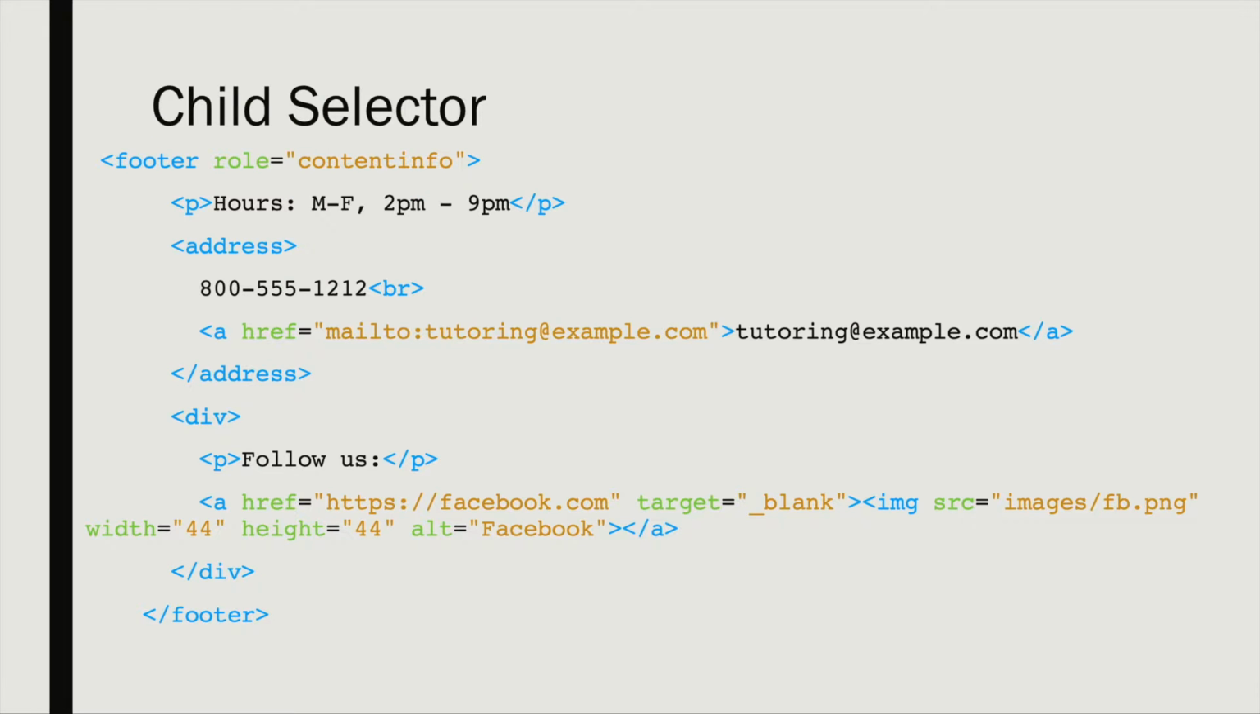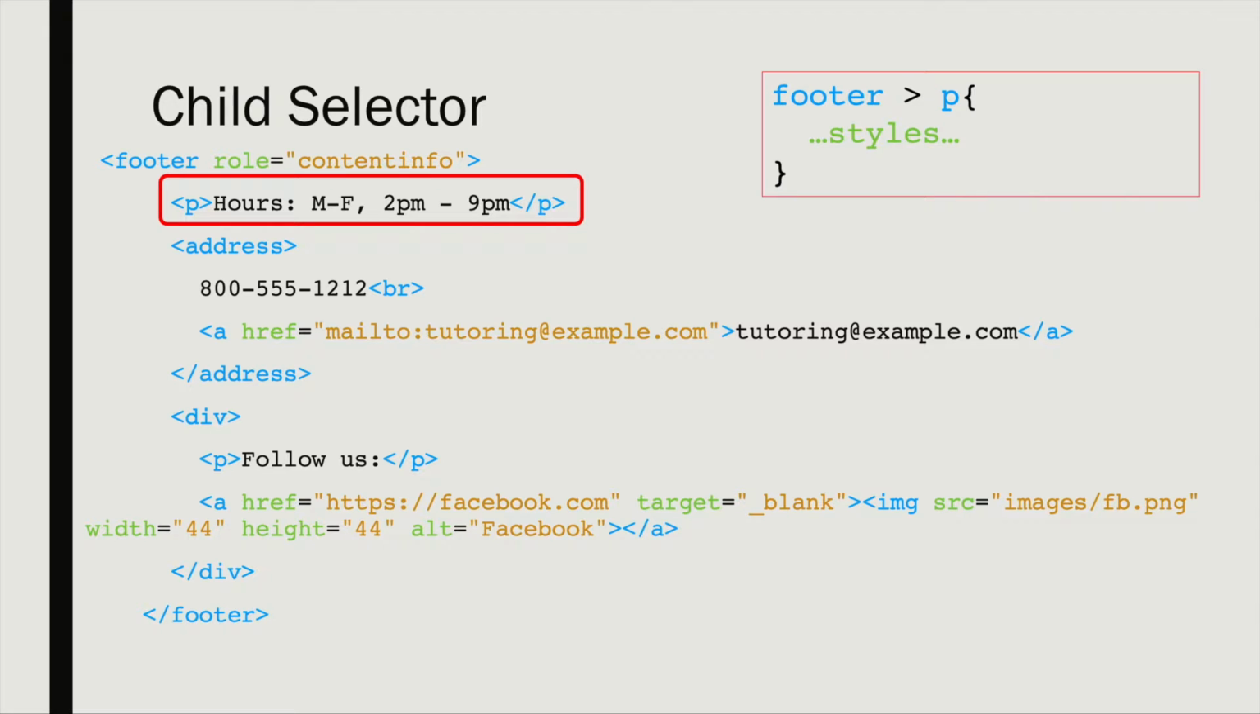When it comes to child selectors, you want to make sure you specify exactly which elements inside other elements you're going to be identifying. Take this example right here. Say we want to modify this p tag. Well, we don't want to modify the other p tags, such as the one inside of the div that says follow us. We just want to specify the hours. We could do this by using a class, an ID, or we can just use a child selector. And a child selector basically looks like this.